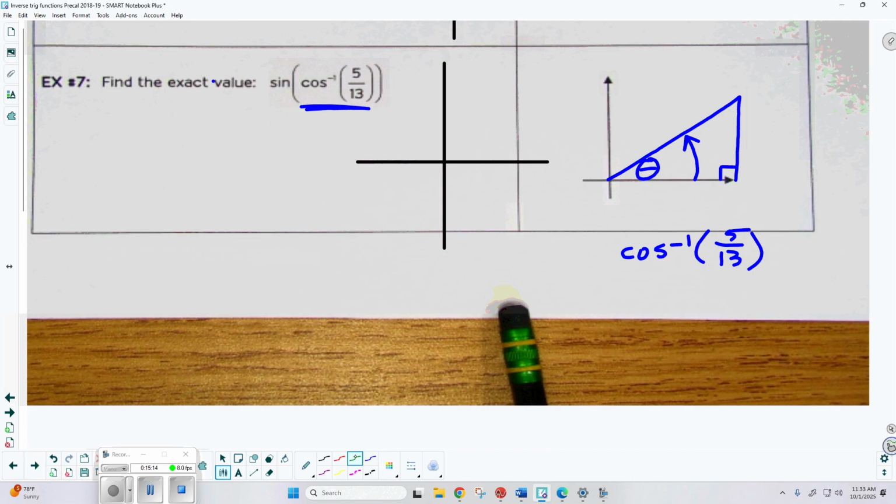So the first answer I'm looking for is that theta right there. Okay, well, let's see. Cosine is x over r. So I know this base would be 5. The hypotenuse is 13. So this is a Pythagorean triple. It'd be 5, 12, 13.